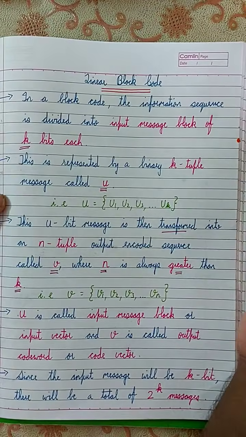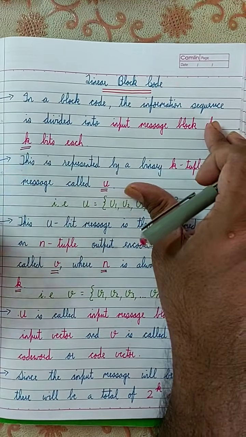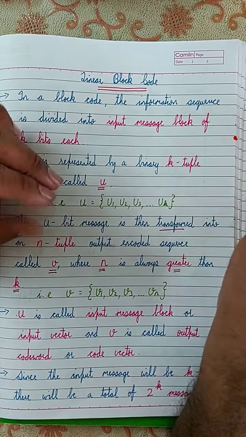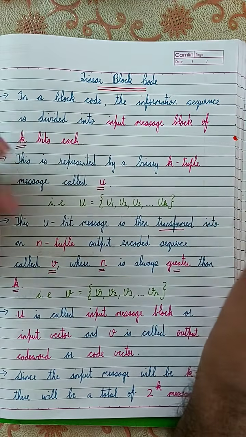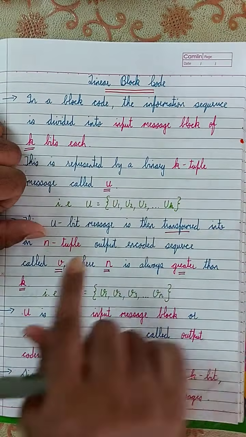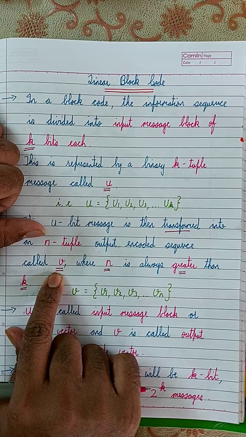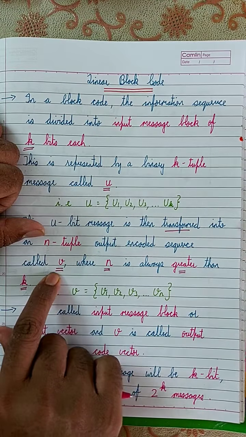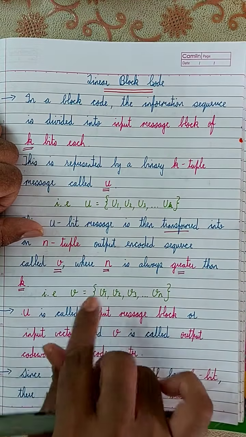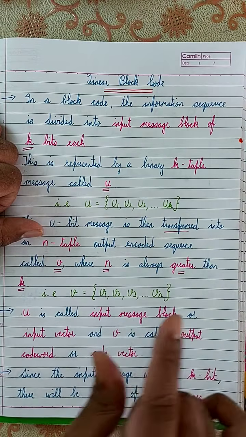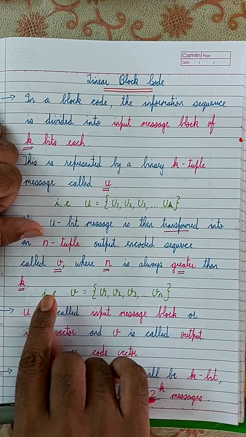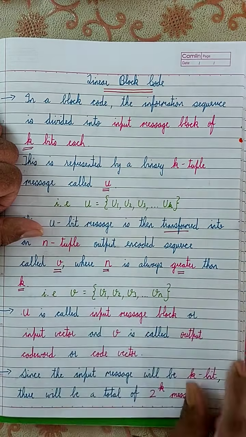So now you know what a block code is, right? The block code is that you convert the information sequence into k-bit message blocks, and each of these messages you convert to another sequence called V, where V is nothing but the code word, and the length of this code word is n bits. And the value of n is greater than the value of k. The number of code word bits is greater than the number of input bits.